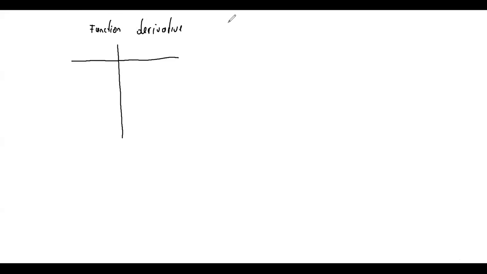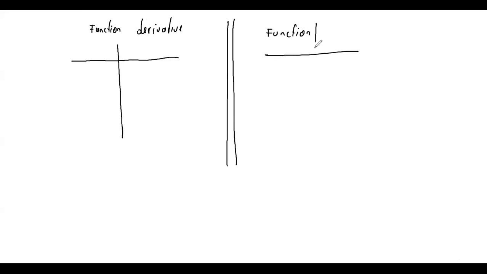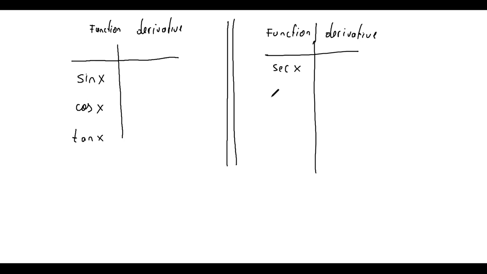And that was one half of the table, and then there was the second half, and there was function and derivative. So that's a derivative here. And in this table, you had sine x, cosine x, and tangent x on the left side. So this was in the book. And then you had secant x, cosecant x, and cotangent x, and you had derivatives here.